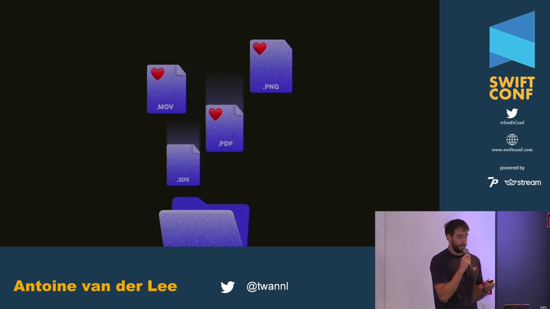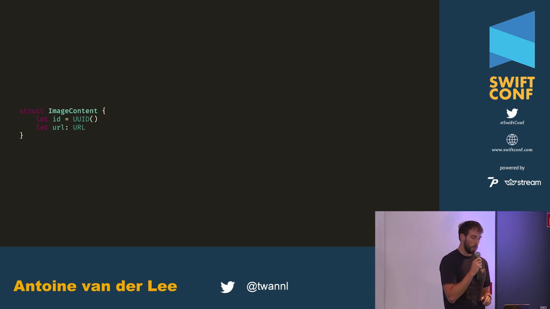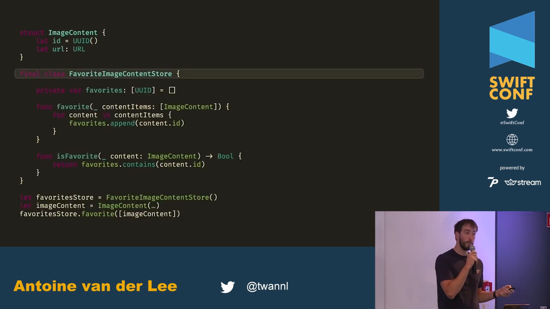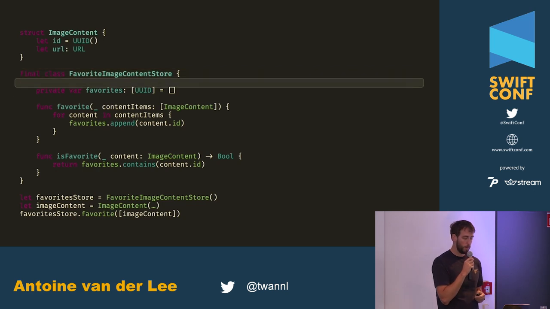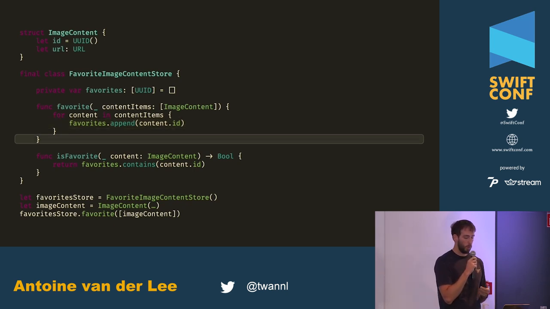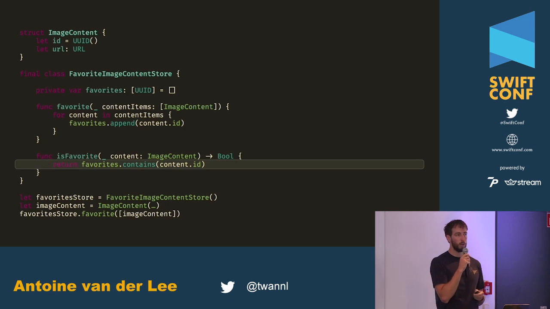So let's dive in. Once again, I have a script with an image content. And we create a favorite image content store. The favorite image content store comes with a method to append any content to your, in this case, memory cache, based on the identifier that we have. And we also define a method to read out whether the content item is favored. So we can show an already built heart in the design.